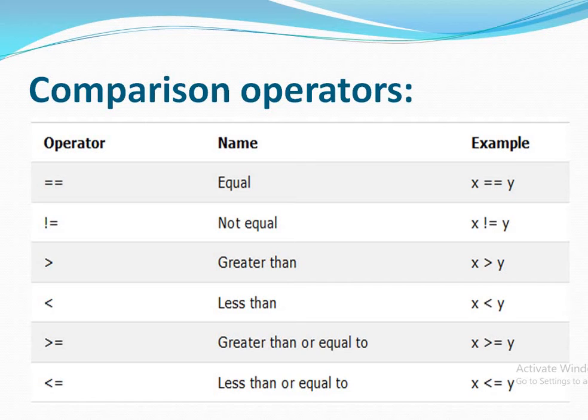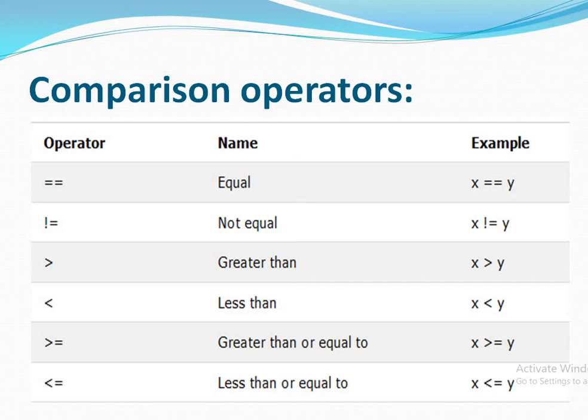So you have to keep in mind that a single equal to is an assignment operator, a double equal to is a comparison operator. Don't get confused between the single equal to and the double equal to. If you put a single equal to, it will work as an assignment operator. It will just take the right hand side value and place it in the left hand side variable. But if you put the double equal to, it will compare the left hand side and right hand side variables and it will return the value yes or no.